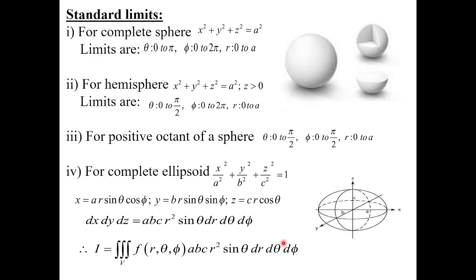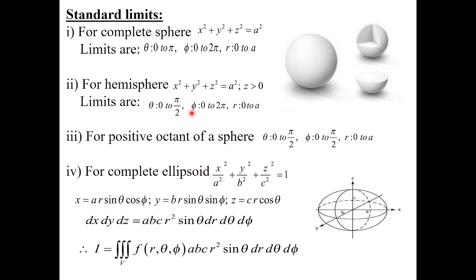While we are solving the problems, we are either going with Cartesian coordinates or spherical polar coordinates. When will we use the conversion from Cartesian to polar? Whenever the given regions are bounded by some spherical shapes or some ellipsoid shapes. When we consider a complete sphere, as we discussed, phi is the complete angle, so 0 to 2 pi, theta is 0 to pi, and r is 0 to a.